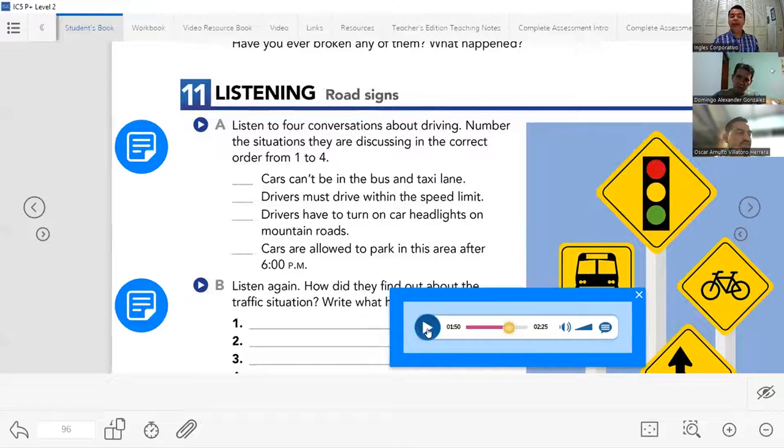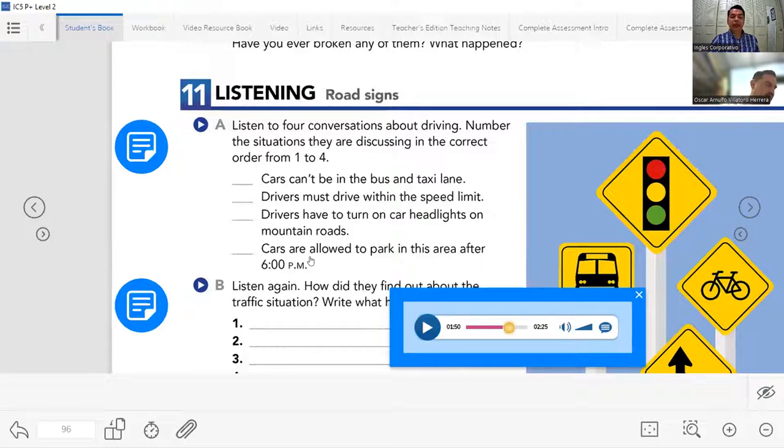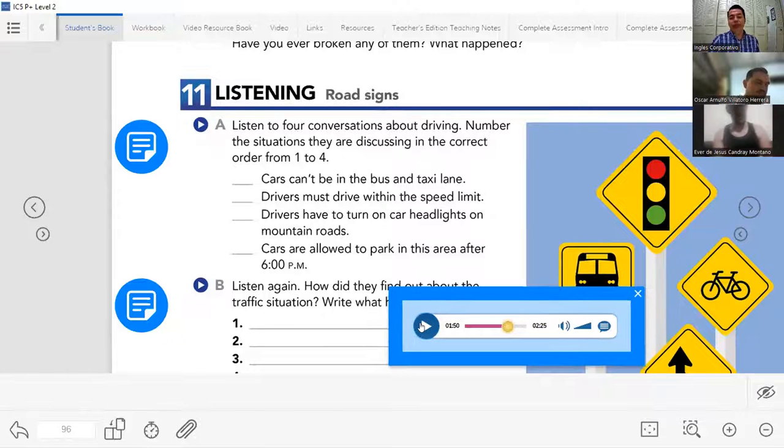Yvette, please. Do you have the answer, Yvette? Yes, I do. Okay, please tell me. Cars are allowed to park in this area after 6 p.m. That's correct. Very good. In this area after 6 p.m. So it means that during the daytime, they cannot do that, right? And finally, by logic, but listen, please.